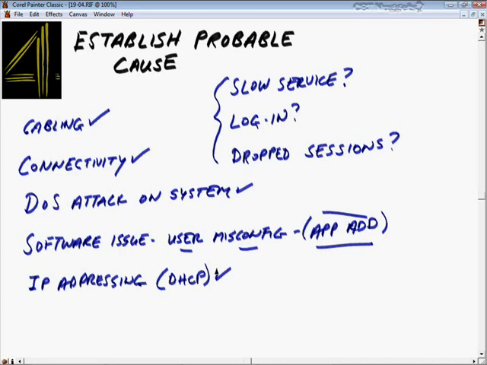So again, just like you're investigating a crime, you want to establish the probable cause of the particular outage or failure or incident. And again, this is really going to become one of those things that the longer you do it and the more you do it, the better you get at it. It's almost kind of like instinctual after a period of years.